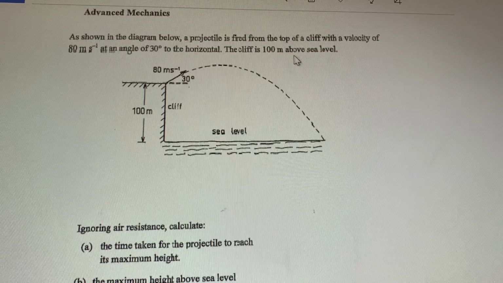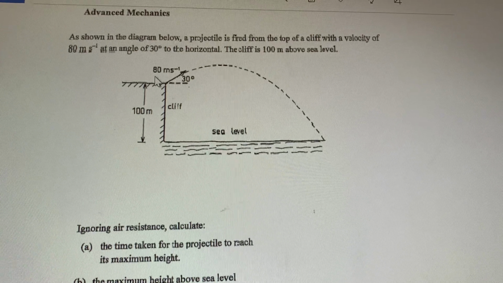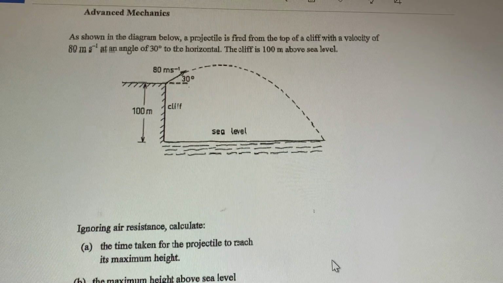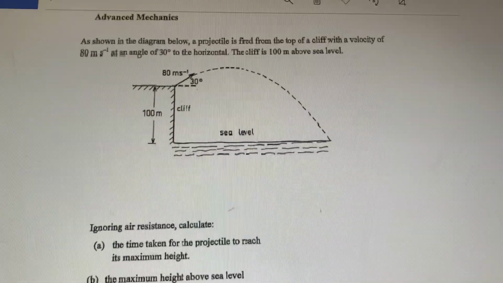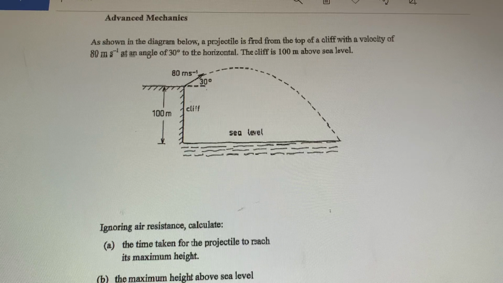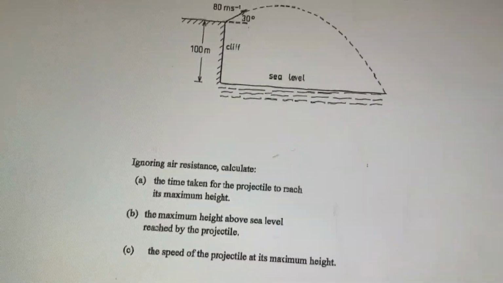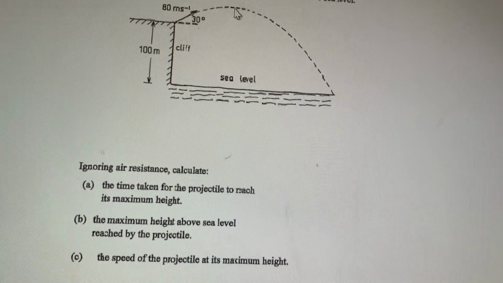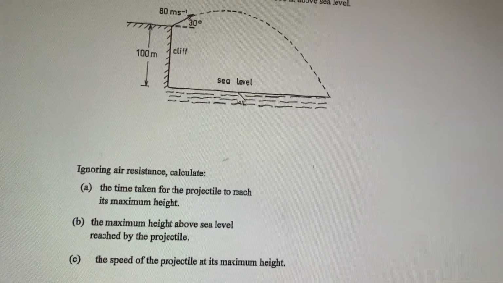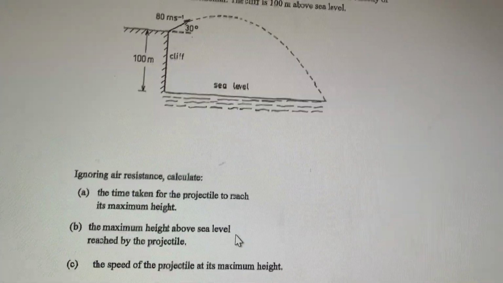And the cliff is 100 meters above the sea level. So this height is 100 meters. Now, ignoring the air resistance, we need to figure out how much is the time taken for the projectile to reach the maximum height. So it means time taken from here to here. Also, we need to figure out the maximum height above the sea level. So which means this point to this point, how much is the height? We need to figure out that.